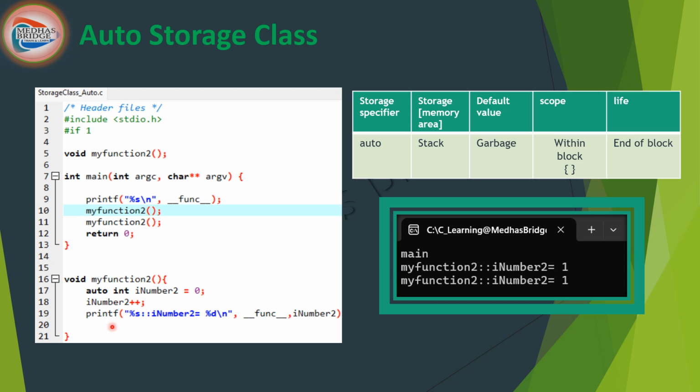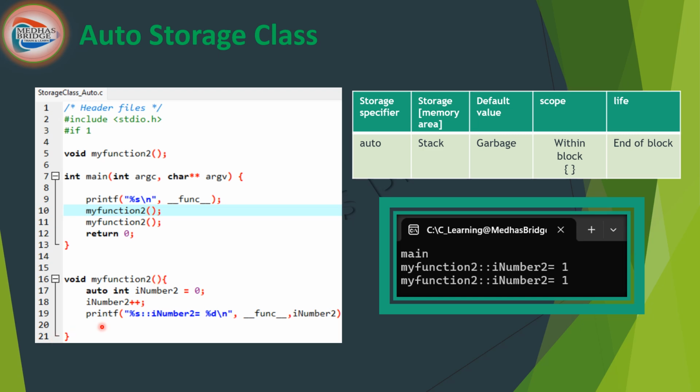Local variables use the stack as a storage area. The default initial value is garbage, so you make sure you initialize properly. The scope is limited to the block.